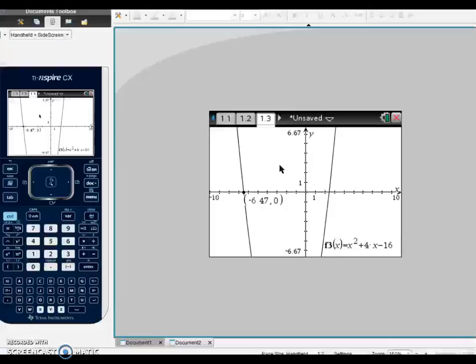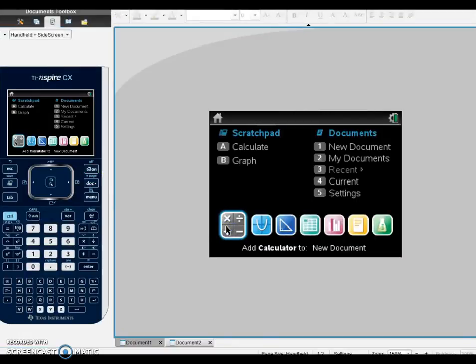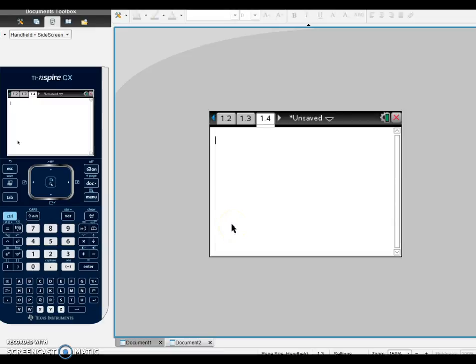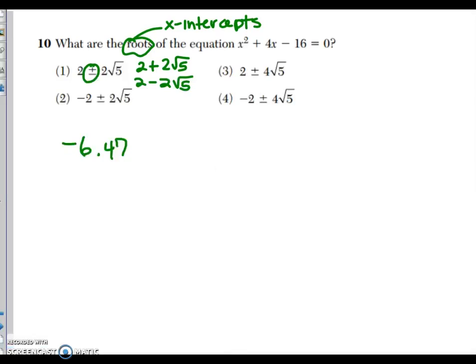So I'm going to test choice 1. I'm going to go to my calculator page and test 2 plus 2 radical 5. And that does not equal negative 6.47. I'm going to try 2 minus 2 radical 5, and that also does not equal negative 6.47. So therefore, I know choice 1 is not the answer.